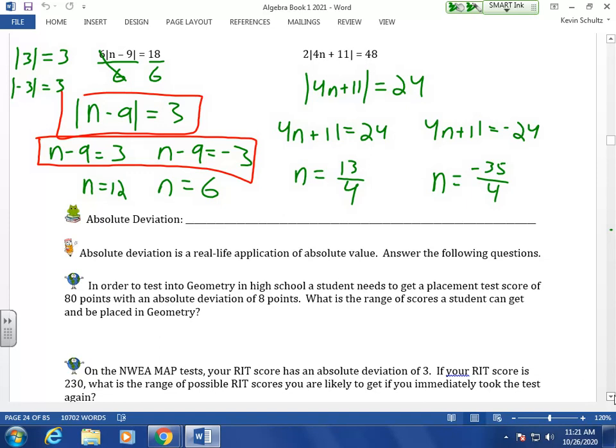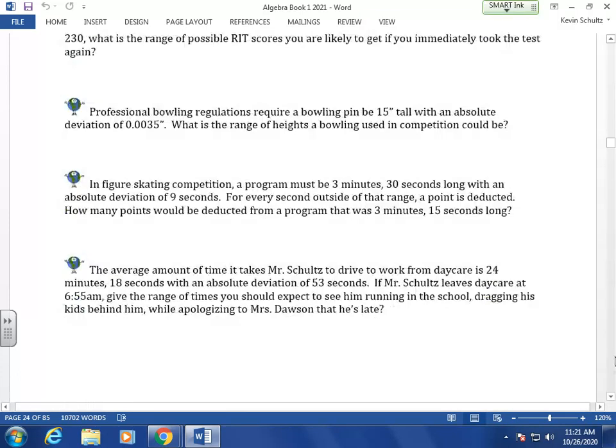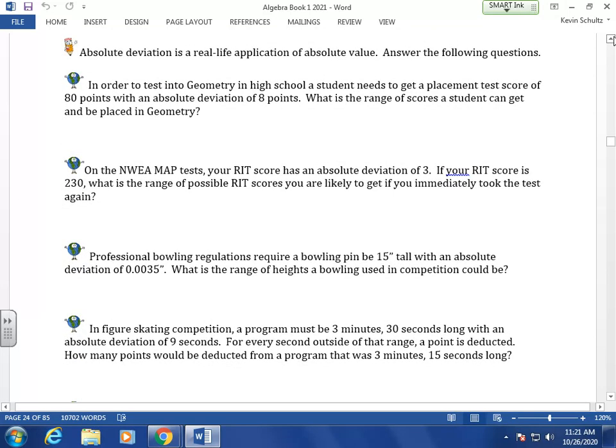Okay. Absolute deviation, same idea as absolute value, only our target number isn't 0. In this first one, which deals with the geometry placement test, 80 is kind of the target score, but obviously, not everyone's going to score exactly 80. So there's an absolute deviation of 8 points, which means that 8 points less than 80 and 8 points greater than 80 still gets you in.